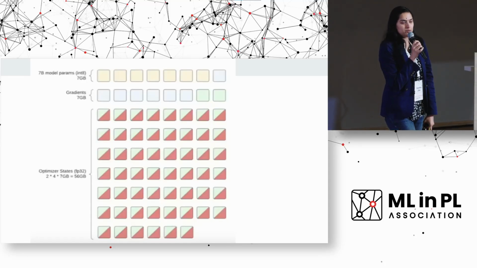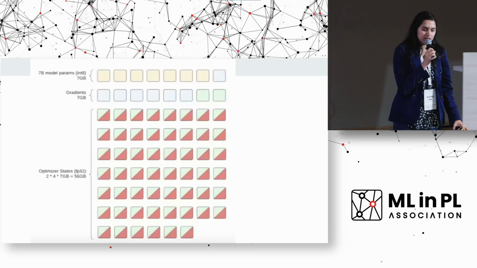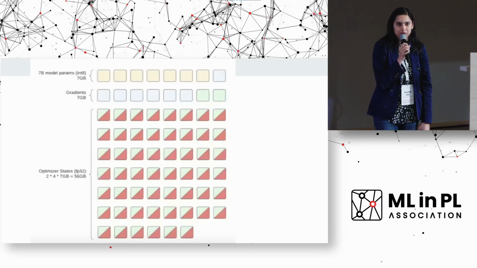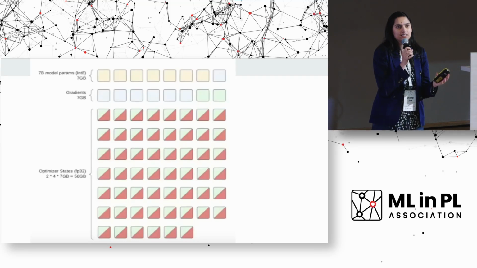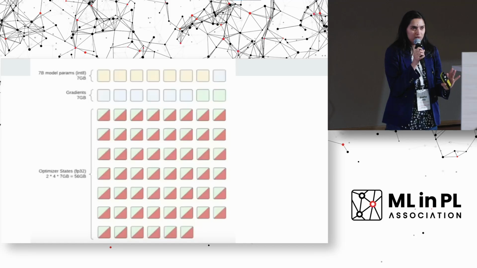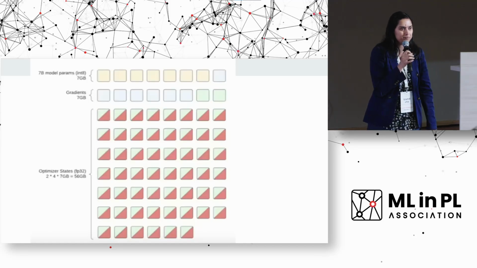What does that leave us with? That leaves us with still about 56 gigs of shortfall. And like I said, the optimizer state is the killer of pretty much all your memory woes.